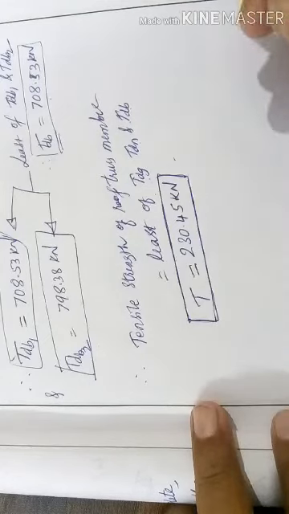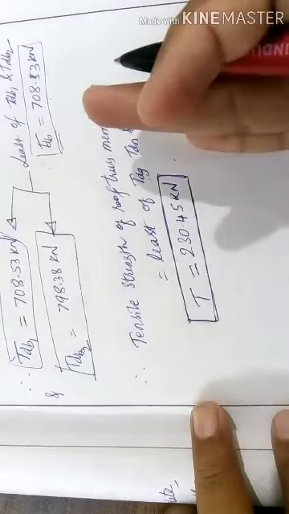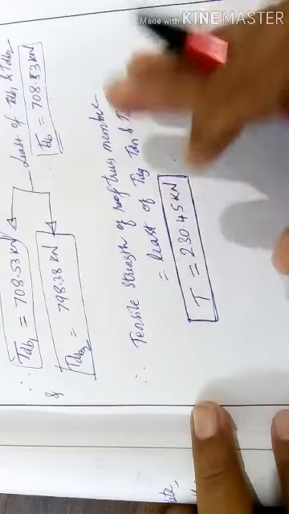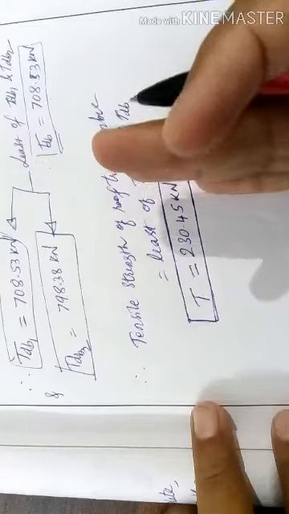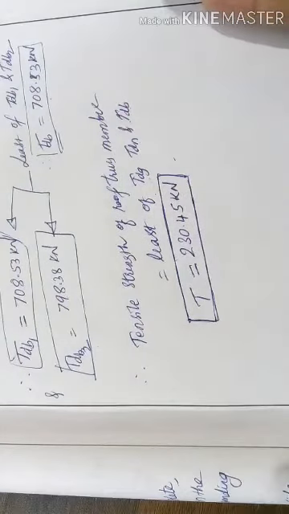The only difference you get here is that you just have to multiply it by 2, like in bolted connections. If a single angle is given, there is no need to multiply by 2, but if a double angle is given, you have to first calculate the strength for one angle, then multiply it by 2 for the double angle.